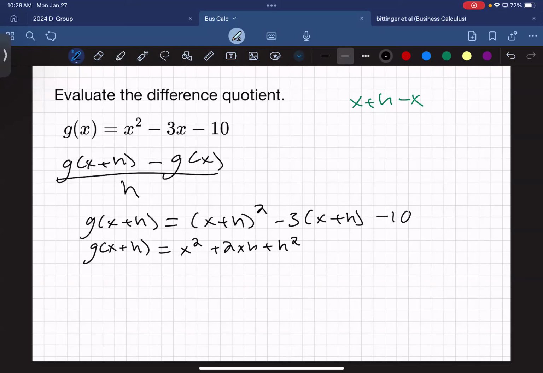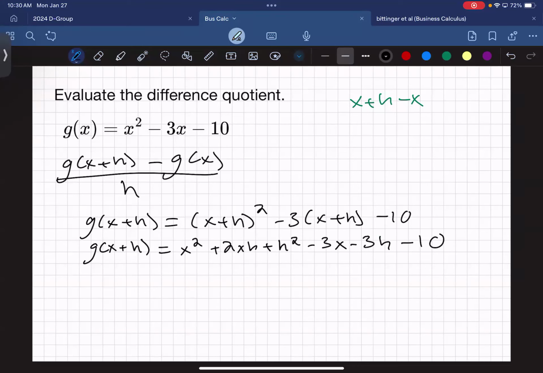If you don't FOIL, you probably won't have that. So that's why it's important. If you get stuck, write it twice and do the multiplication. The good news is anytime you see x plus h squared, it's always going to be that trinomial. Okay, that's the nice thing about that. Distributing the -3, watch your signs, as we mentioned before. And don't forget your -10.